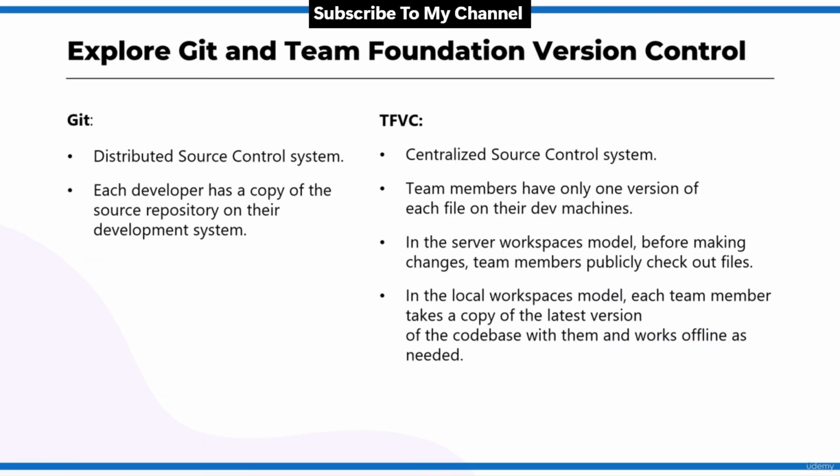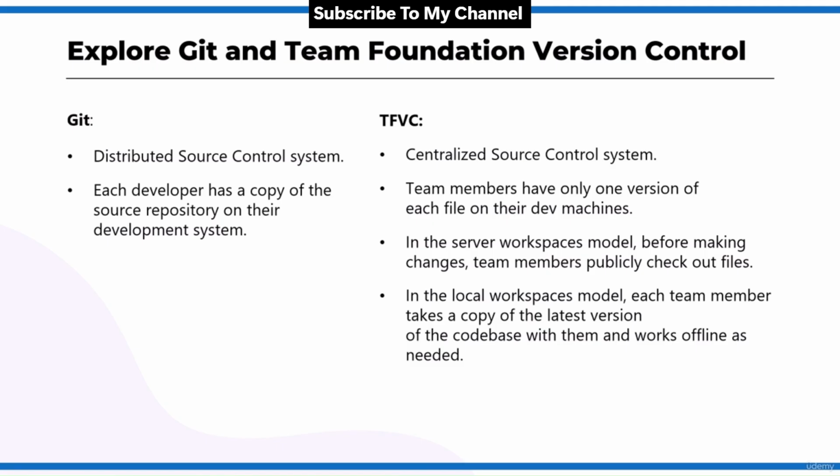Explore Git and TFVC, Team Foundation Version Control. Now, the first difference which we can understand directly is Git is a distributed source control system, while TFVC is a centralized source control system. So obviously you get the pros and cons of both based on this. In Git, each developer has a copy of the source repository on their own development system, while on the other hand, Team Foundation Server is going to have only one version of each file on their dev machine. Technically, it's going to be stored on the server.